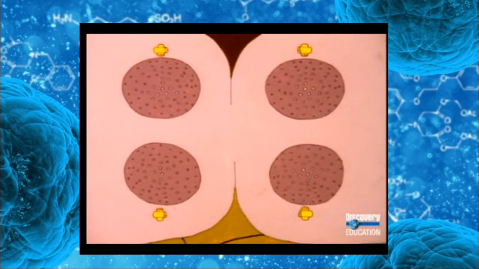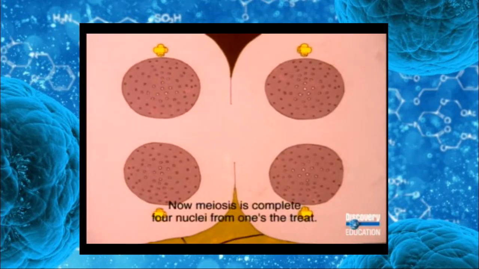Okay, and so you can see these gametes now forming. We just need to pinch off and do cytokinesis.